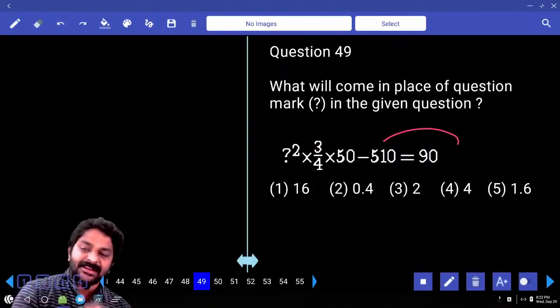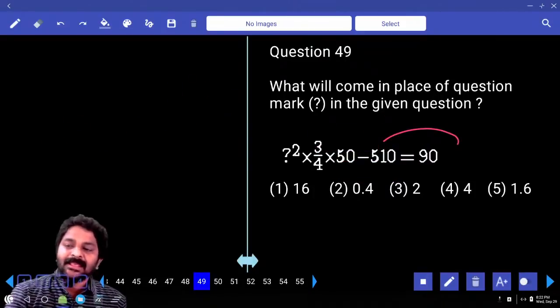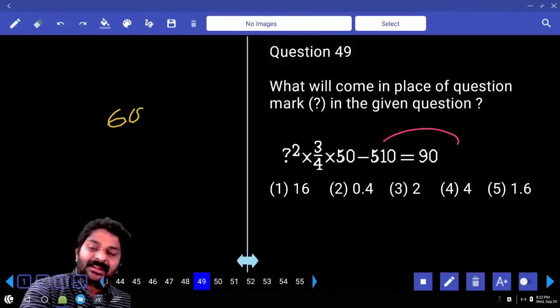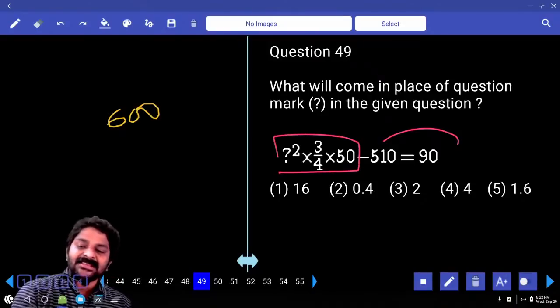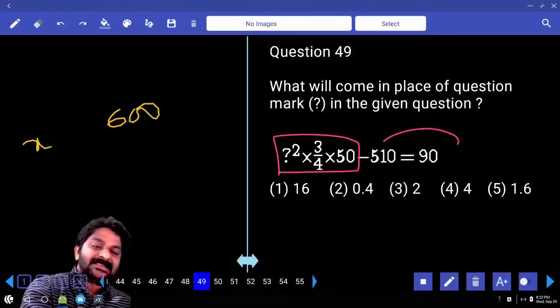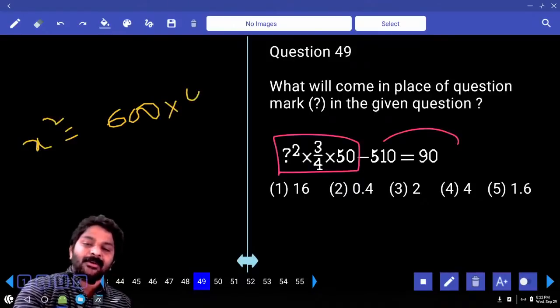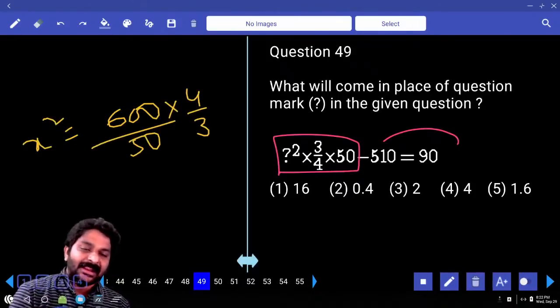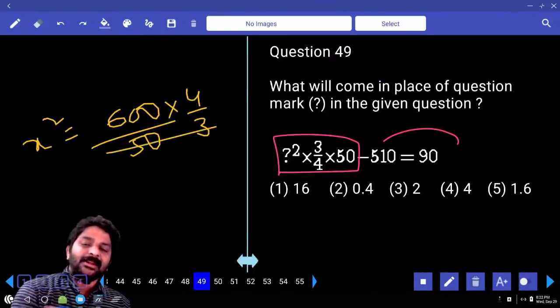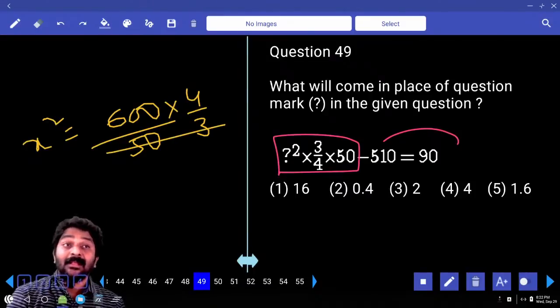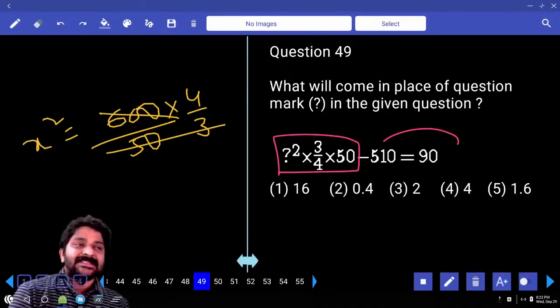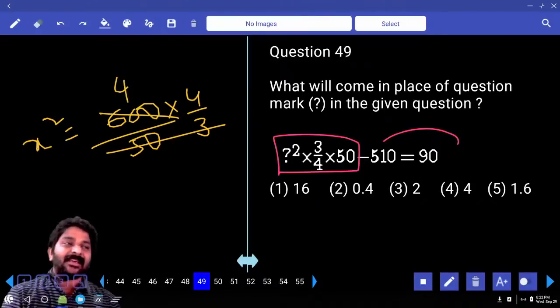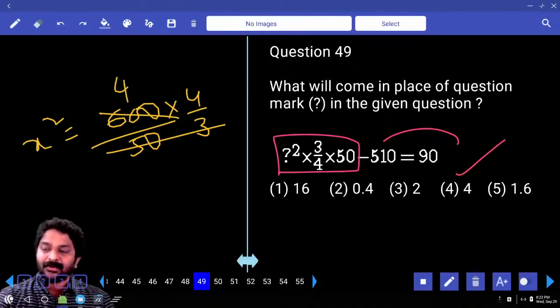510 goes to the right hand side. 600. That is equal to x square into 3 by 4 into 50. Then x square is equal to 3 by 4 goes to the right hand side, 4 by 3 into 50 goes to the denominator on the right hand side. Okay. 3 into 150. 150 how many times is 600? x square is 4 square. x is equal to 4. Fourth option.